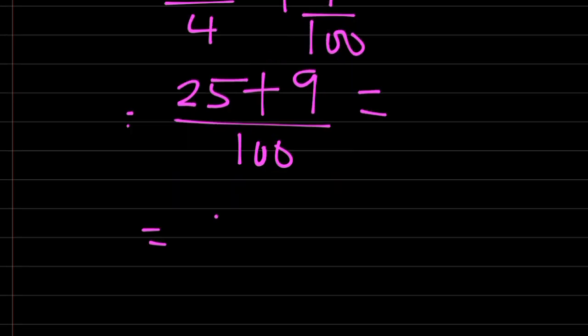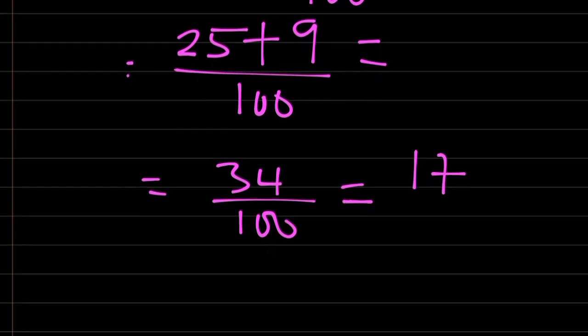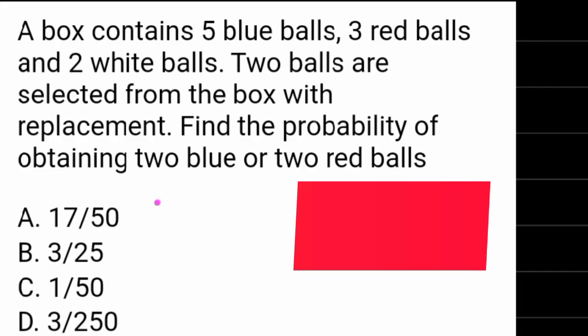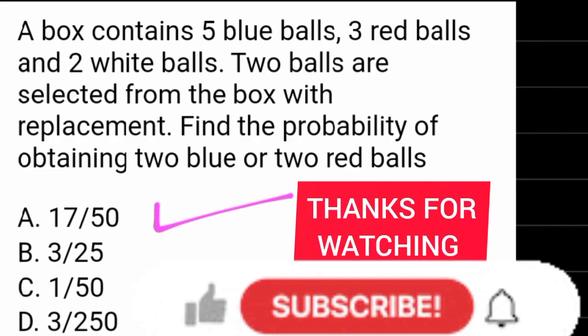25 plus 9, 34 over 100. This is the same thing as 17 over 50. Let's check the options and see which of them is the correct answer. Option A is our final answer.